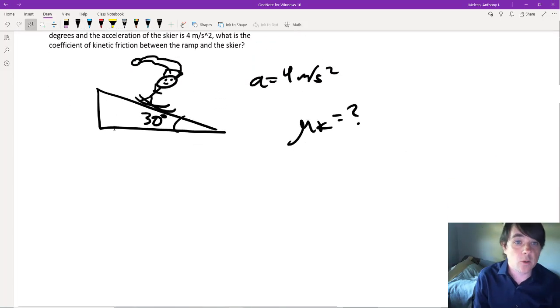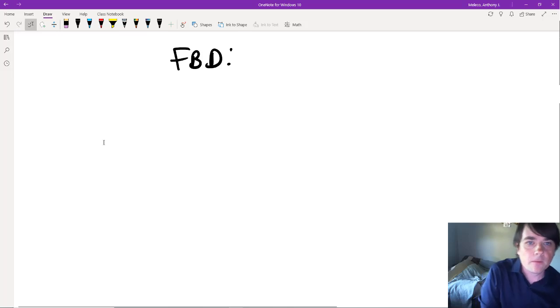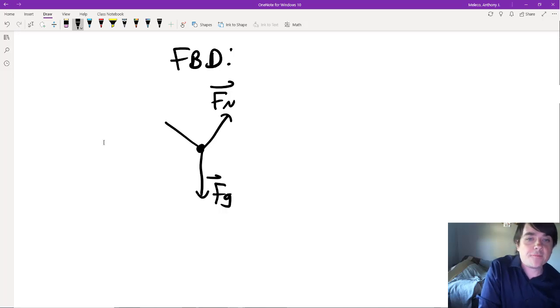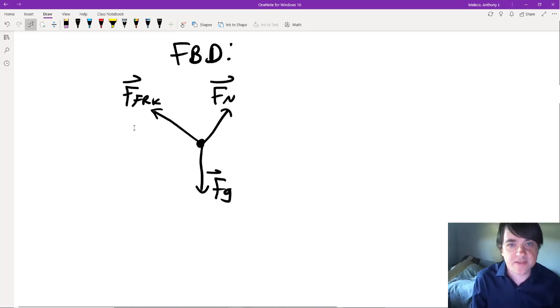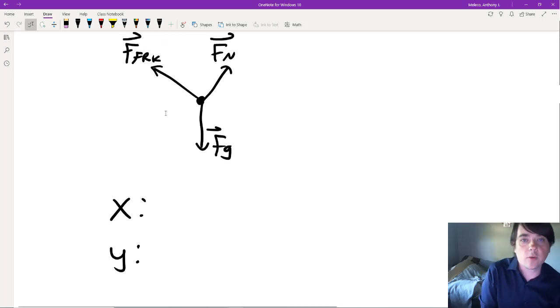Let's go ahead and do our free body diagram this time. We've got, at an angle, the normal force, and gravity pointing down. This was what we had previously. We're going down the ramp, so we'll have friction going up the ramp, parallel to it. Force of friction, we can call it kinetic if we want to. And that's basically that. Now we need to add our x equation and y equation.